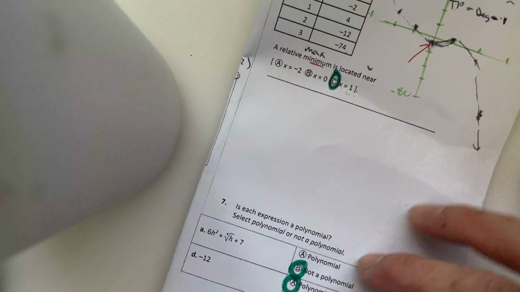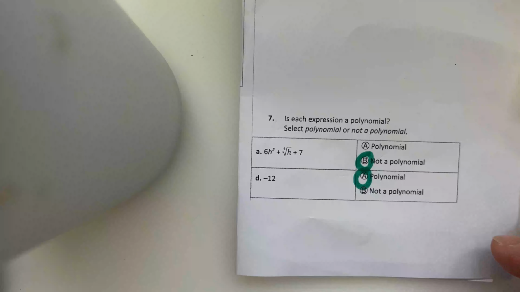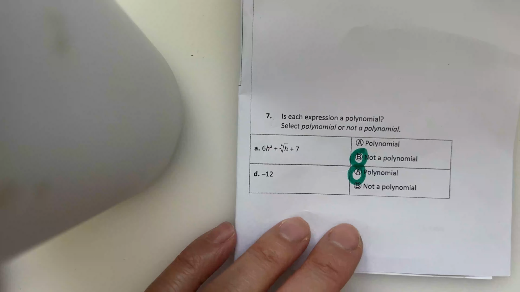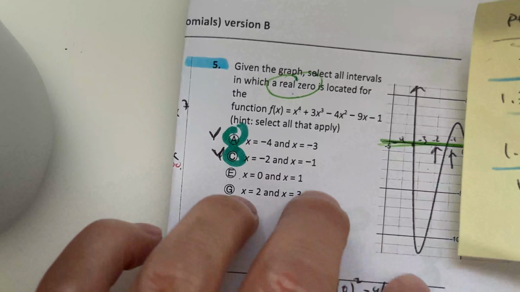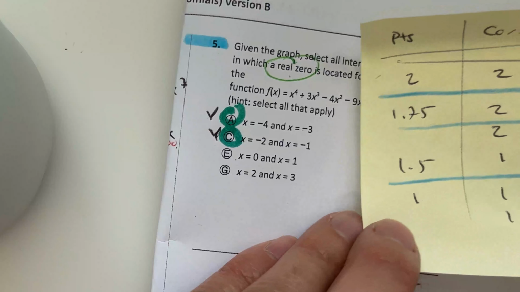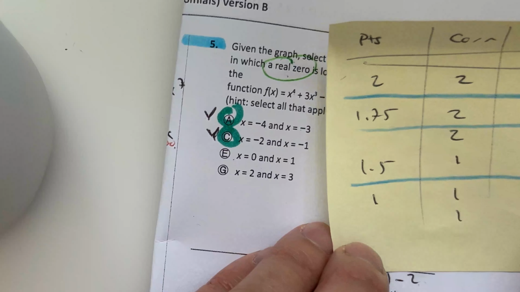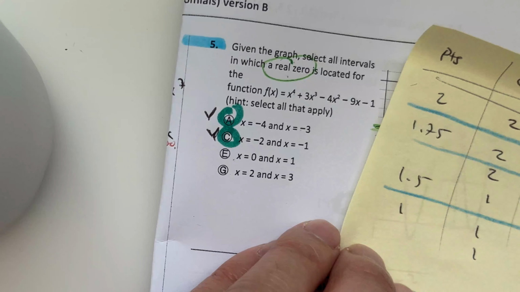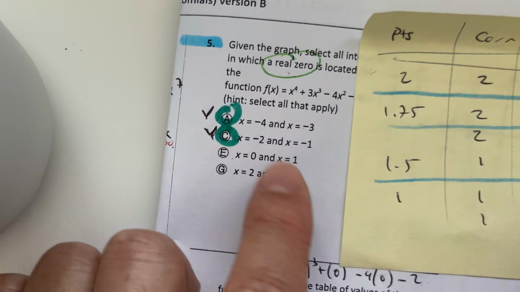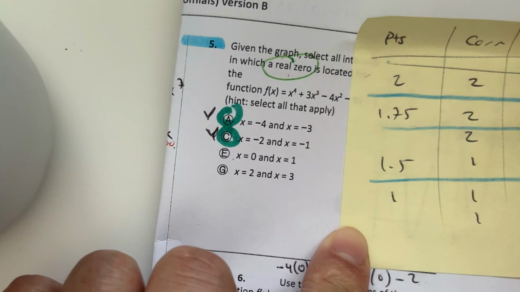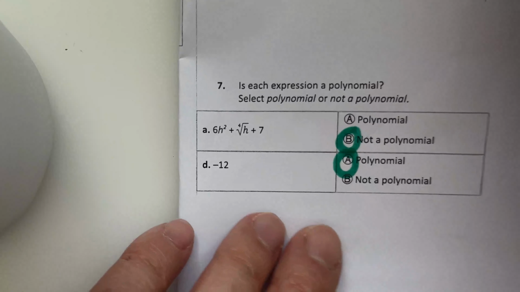Okay, question number 7. This was the scoring for number 5, you know, based on how many you got correct and how many incorrect. If you knew these were the answers, that's how you were scored. Okay, number 7.